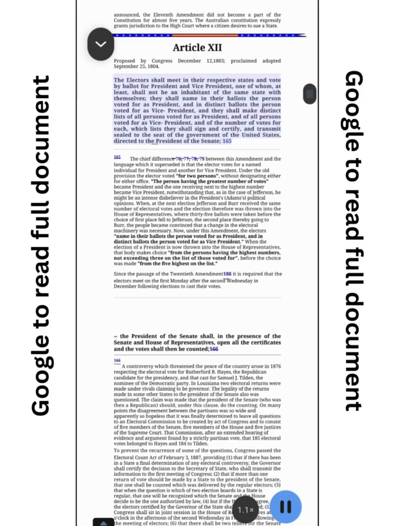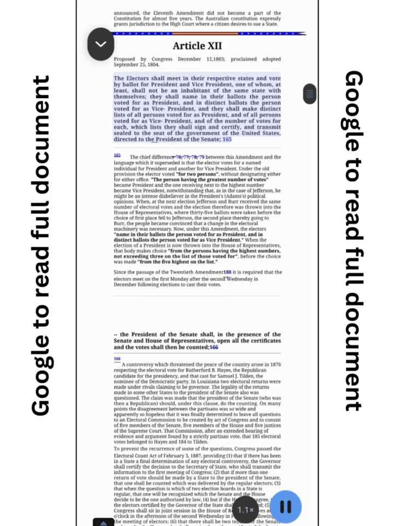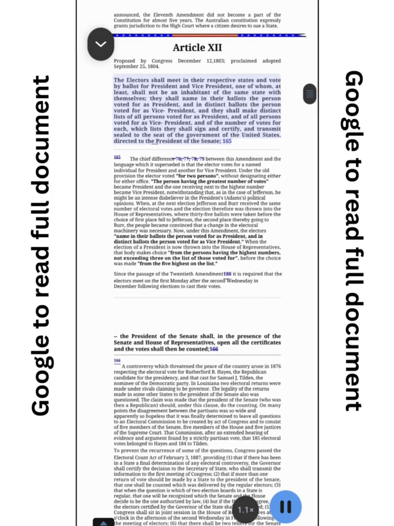Article 12. The electors shall meet in their respective states and vote by ballot for president and vice president, one of whom, at least, shall not be an inhabitant of the same state with themselves. They shall name in their ballots the person voted for as president, and in distinct ballots the person voted for as vice president, and they shall make distinct lists of all persons voted for as president, and of all persons voted for as vice president, and of the number of votes for each, which lists they shall sign and certify, and transmit sealed to the seat of the government of the United States, directed to the President of the Senate.